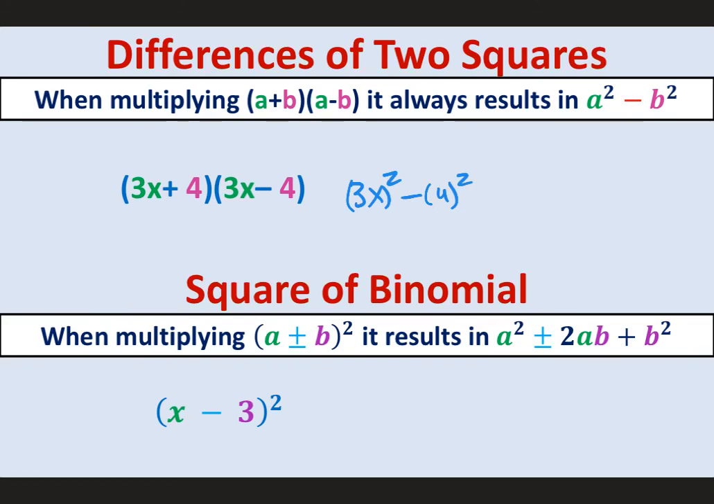And so we can expand that out. 3x squared, that's 3x times 3x, which is going to be 9x squared. And 4 squared is going to be 16. This is the opposite of our difference of squares factoring pattern.